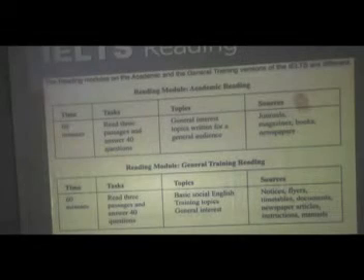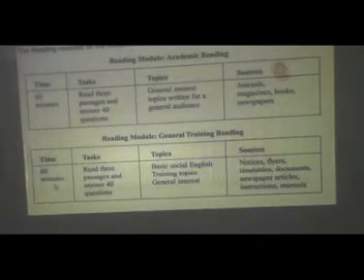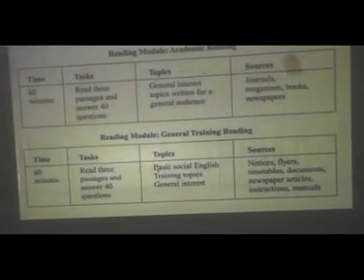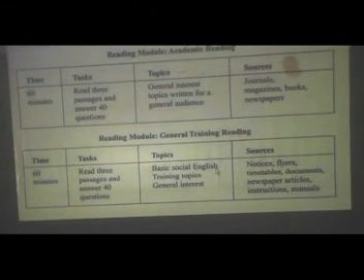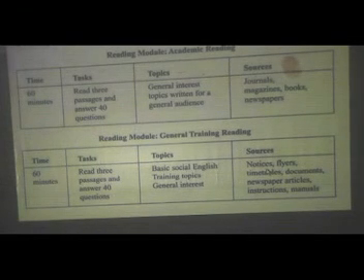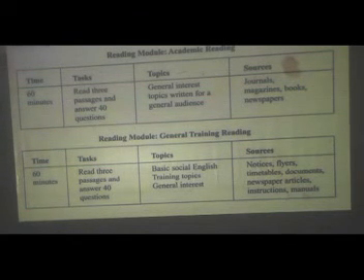Follow my instructions, please. Reading general training. Total duration of the reading of general training is 60 minutes again. There are 3 passages and 40 questions. And the topics are of basic social English training topics and are of general interest. Very important. Where are they taken from? कहाँ से लिए जाते हैं? They are taken from notices, flyers, timetables, documents, newspaper articles, instructions and manuals.